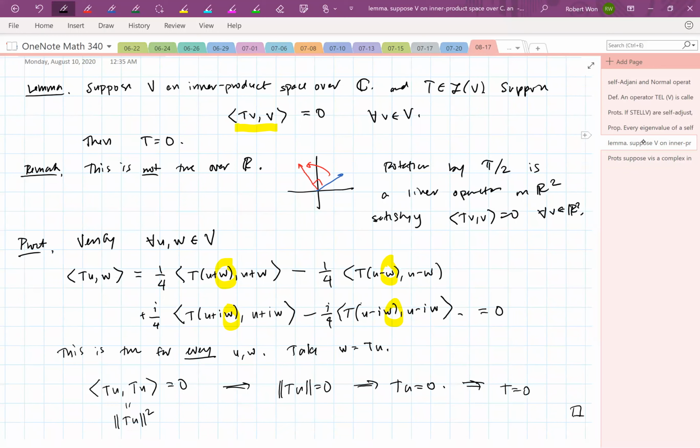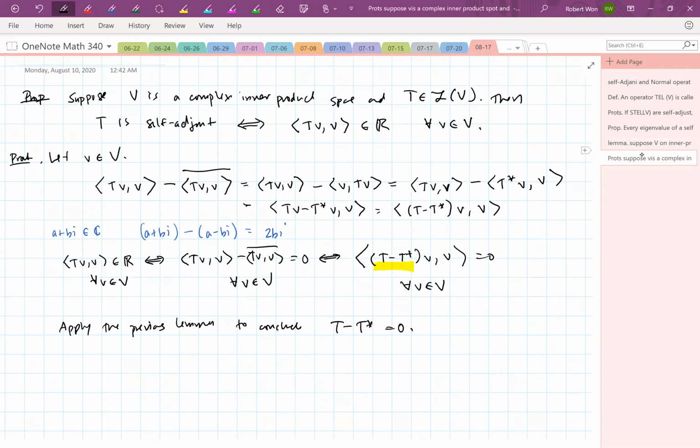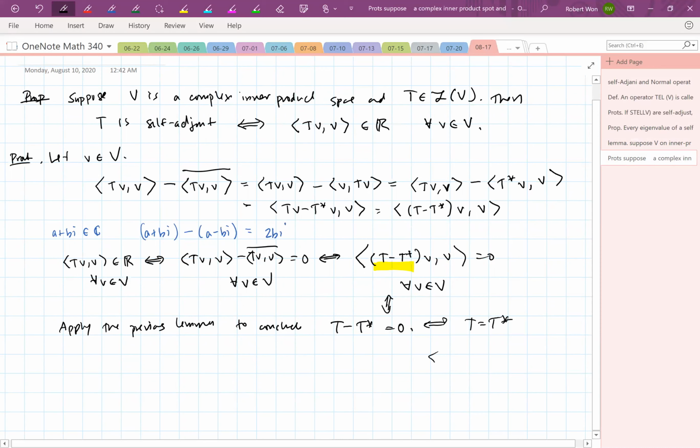This lemma is of course also an if and only if, right? So we proved the hard direction: if the inner product like this is zero, then T is the zero map. But of course, if T is the zero map, then you're always taking the inner product with v, so that's zero. So this is actually an if and only if. So to conclude, this happens if and only if T minus T star equals zero, which is if and only if T equals T star, which is if and only if T is self-adjoint.